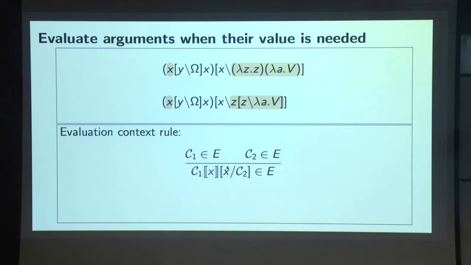And we arrive at a point where then the value x is needed. So we need its value. We can evaluate the argument that was bound to this value. So there is another kind of evaluation context that says exactly this, and that allows us to evaluate the argument. So we can do this.